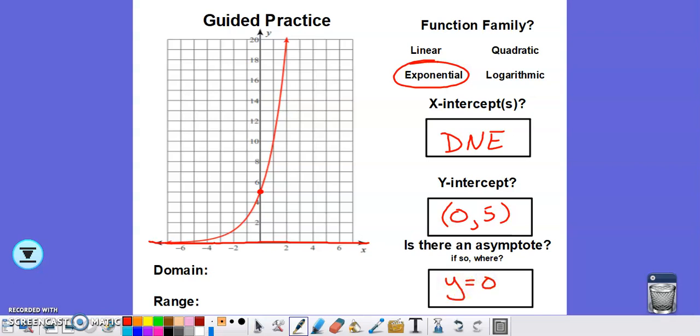So my domain, because it's exponential, is all real numbers. My range is going to be all the values of y. Y must be greater than 0. Keep in mind, you can also just write all real numbers if you want to.